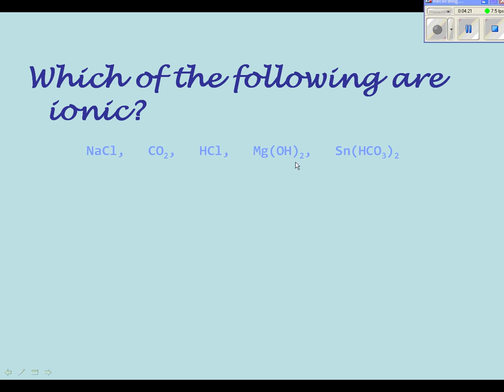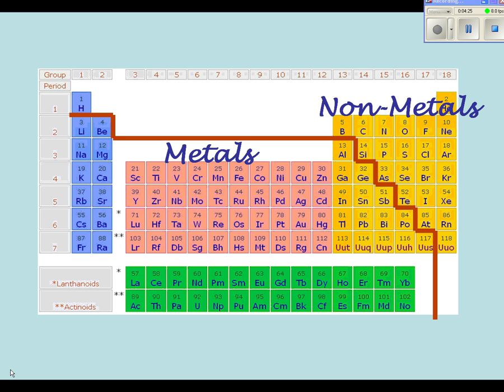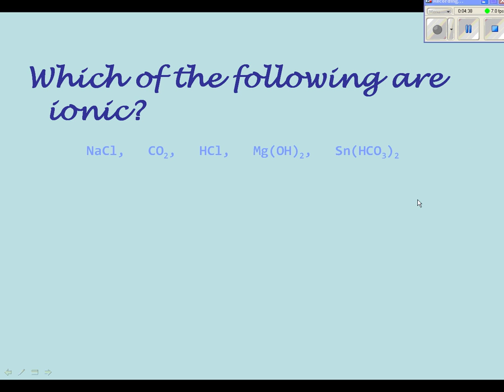Mg(OH)2, magnesium hydroxide. Magnesium is on the left of the periodic table. Here it is in group 2. Oxygen, hydrogen in the hydroxide are nonmetals. So this is a compound of a metal with some nonmetals, so it is ionic.